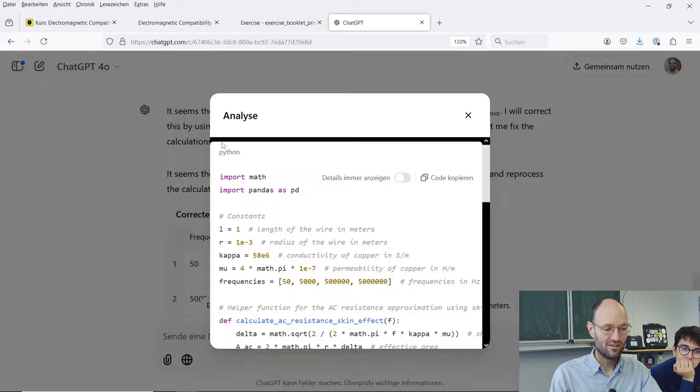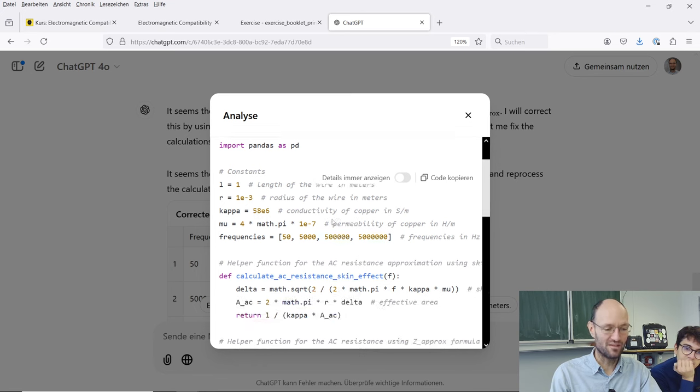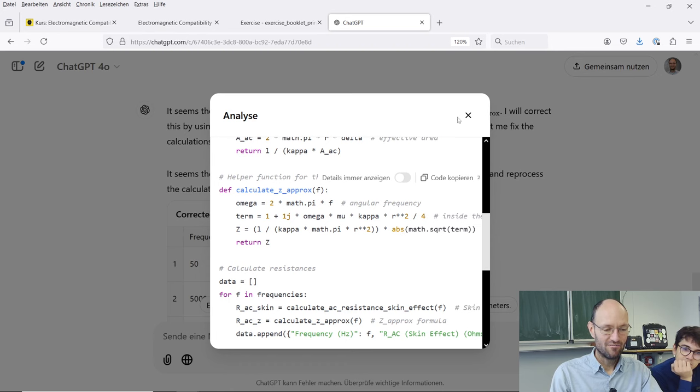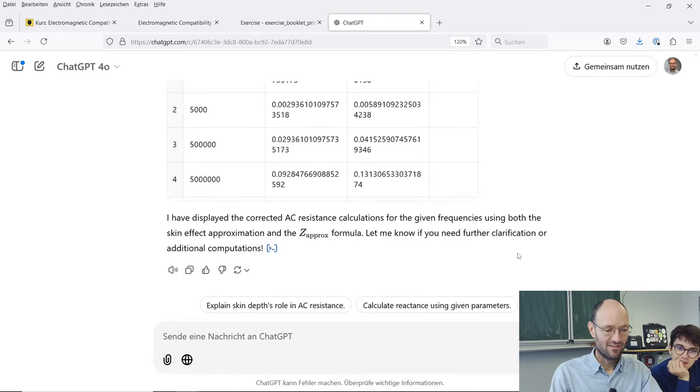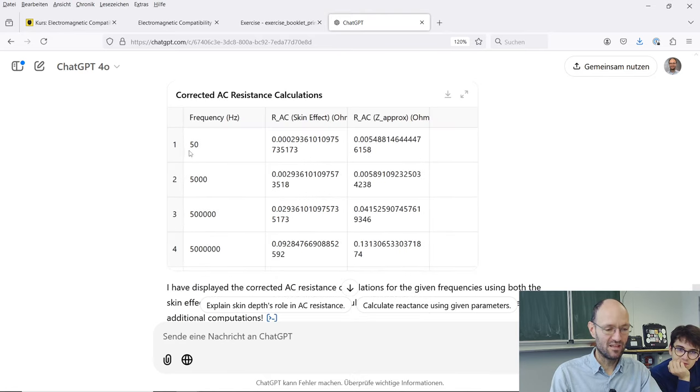Okay, so yeah, it tries to write some Python stuff here. I don't know why it needs pandas for this. I would just say we probably just need NumPy or SciPy. NumPy. Okay, and it comes up with a table. And I think it comes up with the same values that... No, it comes up with different values, right?